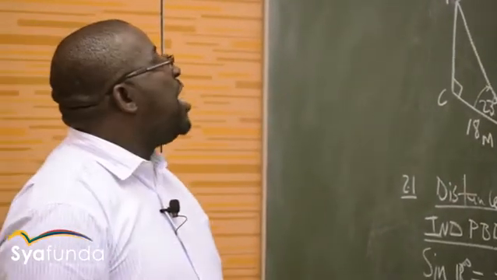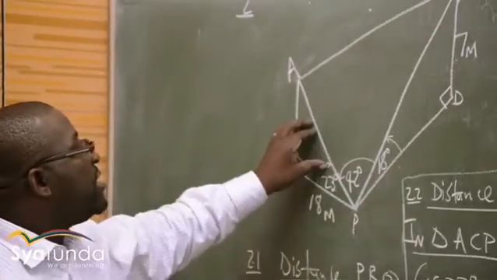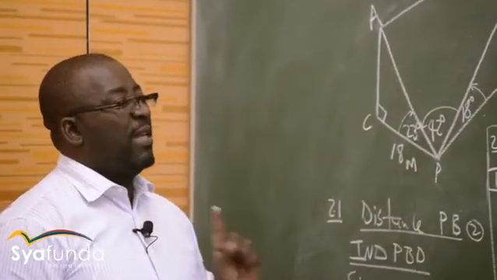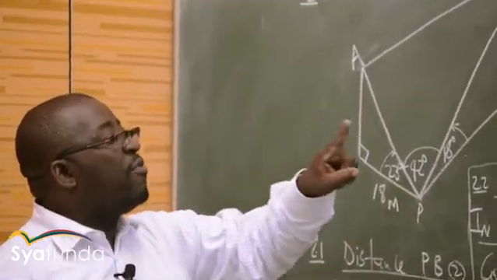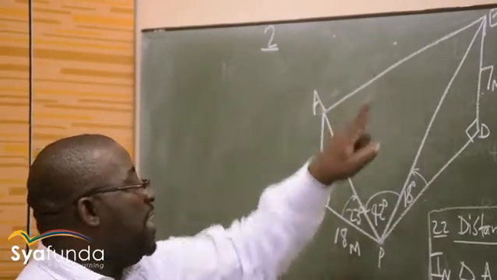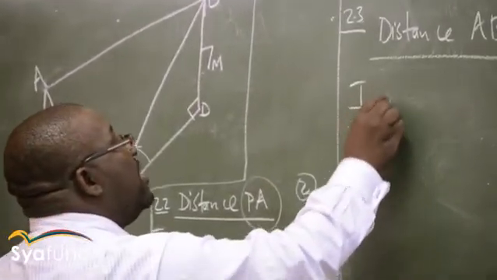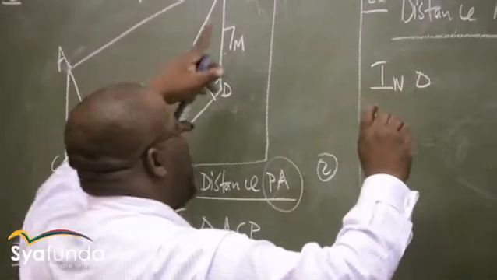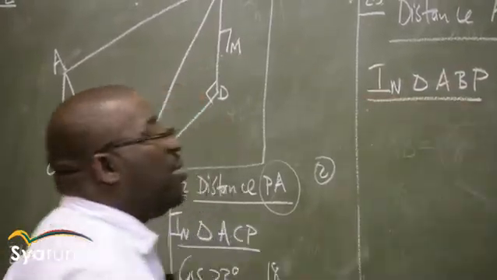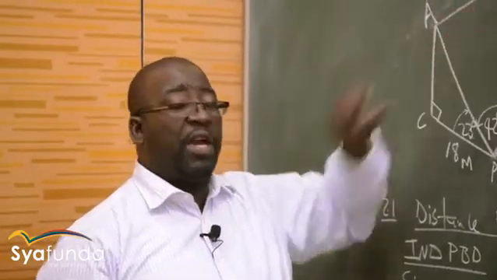The distance AB. We're looking for this distance now, AB. Remember, we've got this dimension, this one, and this one. AB, in which triangle is it? That's the first thing. I can see that it is in triangle ABP. I state that I'm going to find it in triangle ABP. That's the triangle I'm going to use to find the distance AB because it is found in this triangle.